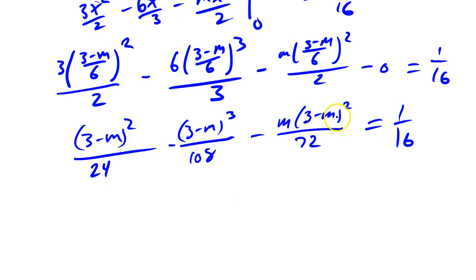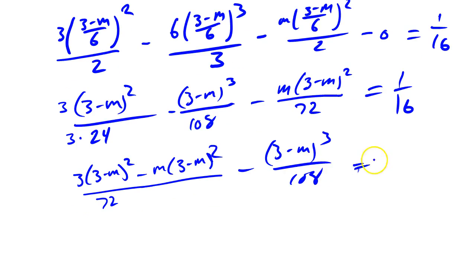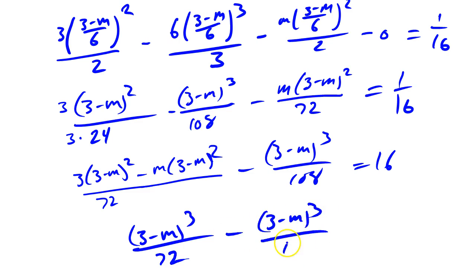These both have 3 minus m squared, so I'm going to get a common denominator and combine those two fractions. I'm going to multiply this one top and bottom by 3. Right? So I'll have a 72 in the bottom. This one is a 3 times 3 minus m squared, and then I've got a minus m times 3 minus m squared. And then I still have a 3 minus m cubed over 108. And actually, this is kind of nice, because the 3 minus m squared cancels out, leaving another 3 minus m. So this is actually 3 minus m cubed over 72. And this is 3 minus m cubed over 108.